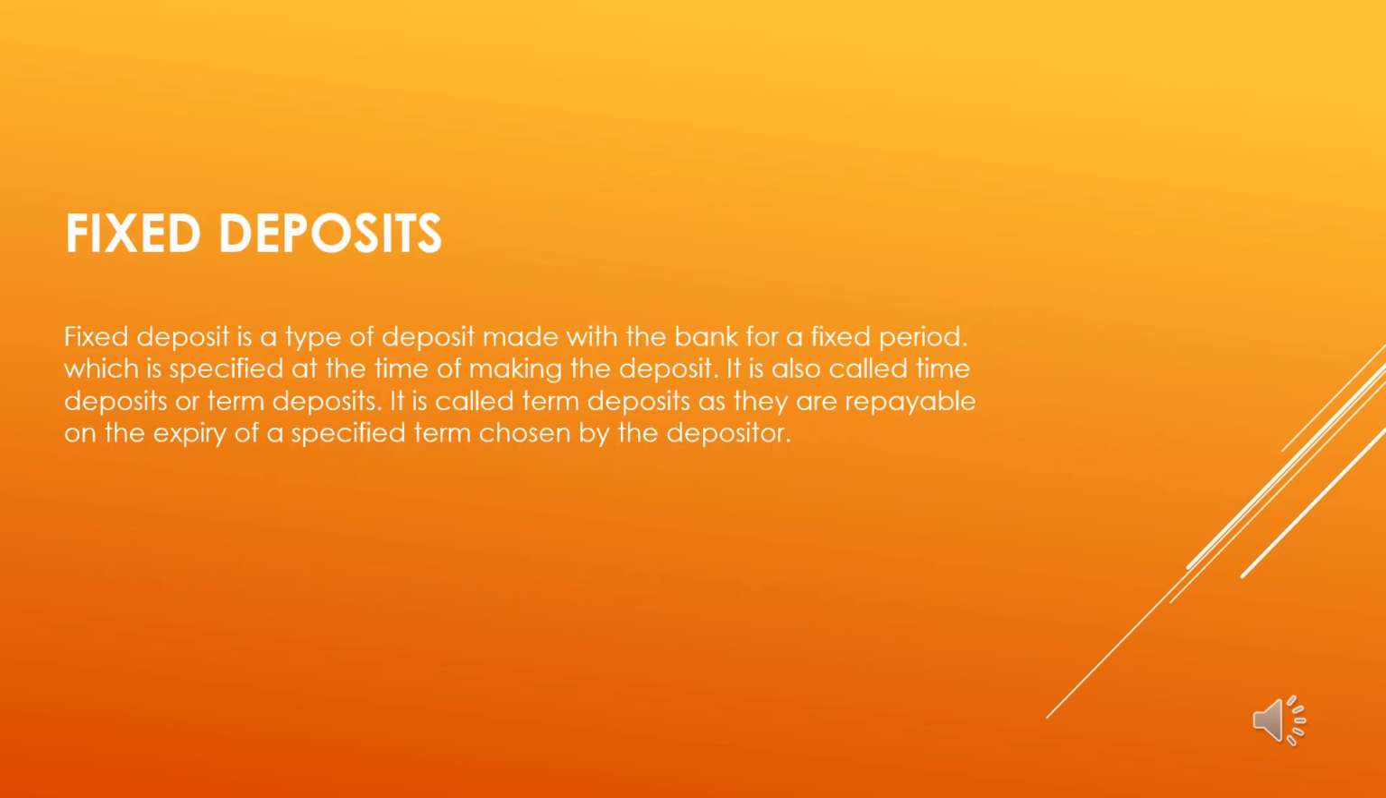Let us learn the concept of each of the deposits through its features. First one is fixed deposit. A fixed deposit account is a type of deposit made by a customer for a fixed period of time at a fixed interest rate, and a fixed amount is deposited. It cannot be withdrawn before the expiry period. It can be withdrawn only after a specified period of time, that means an expiry period.